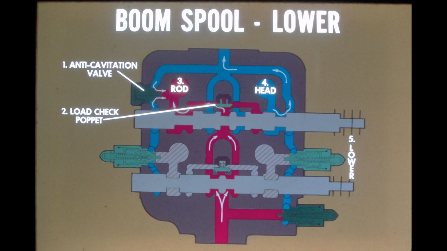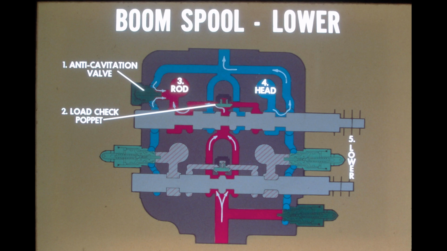With the boom spool in the lower or power down position, oil passes around the boom spool, opens the load check poppet, flows through the wishbone passage, then out the port to the rod end of the two boom cylinders. This forces the cylinders to retract, causing the boom to lower. Oil returning from the head end of the cylinders is forced to flow through the throttling grooves in the boom spool before it reaches the return passage.